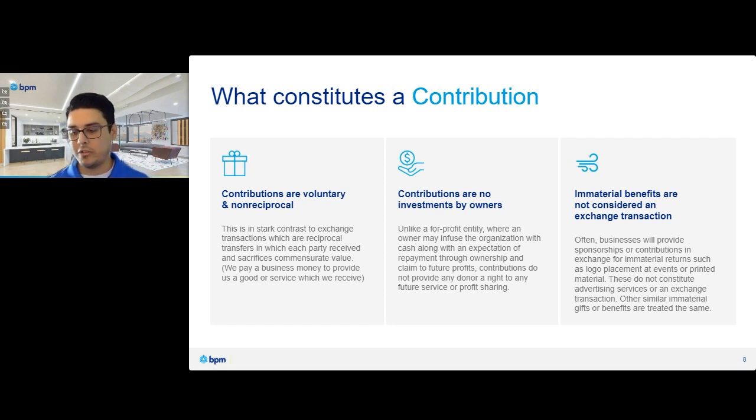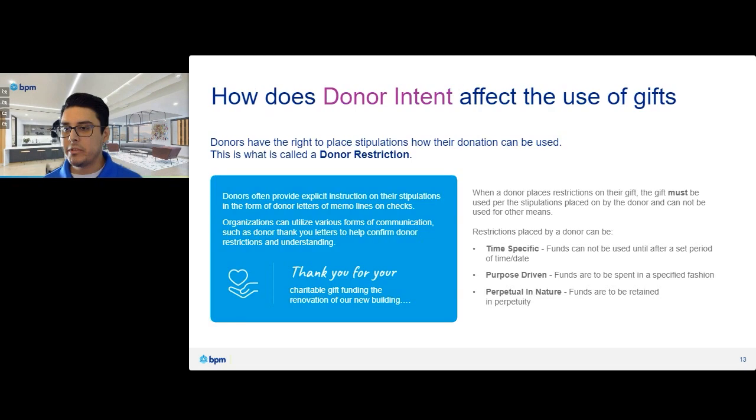Now, this is one of my most favorite parts of contribution accounting, and it's donor intent. And why donor intent really matters is because donor intent has the ability to create what we call donor restrictions. When a donor places some sort of restriction on the gift, it must be used per the stipulations placed on it by the donor. And there's no ifs, ands, or buts about that. The board can't make that change. Management can't make that change. The Almighty themselves can't make that change.